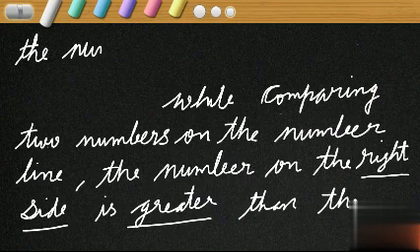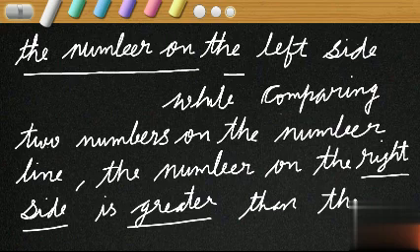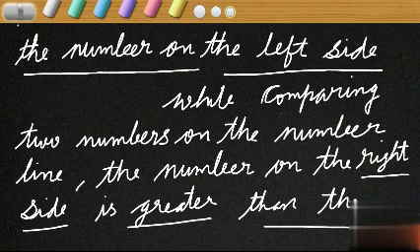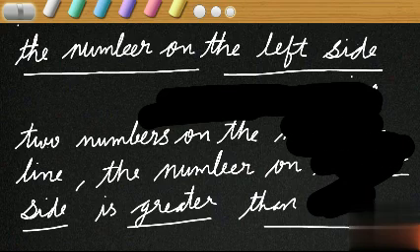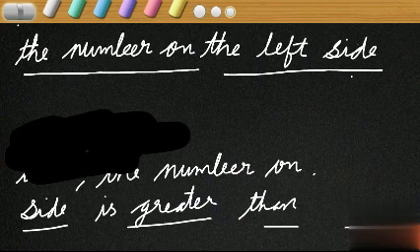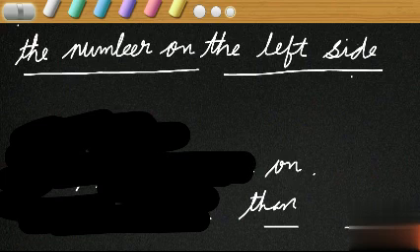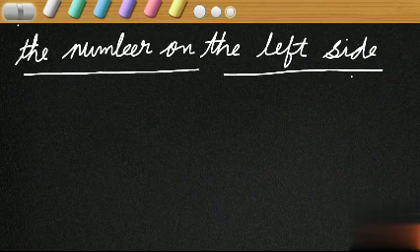The number on the left side. Isn't it clear? Yes. In other words, we can say the number on the left side is smaller than that on the right side. That is not needed, I think. The concept is clear now. I hope so. Now please write some examples.